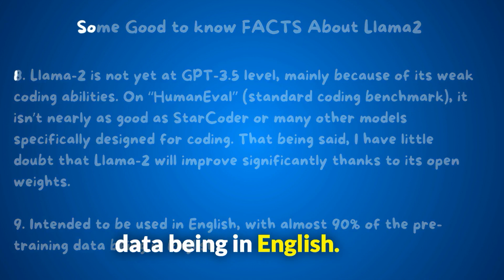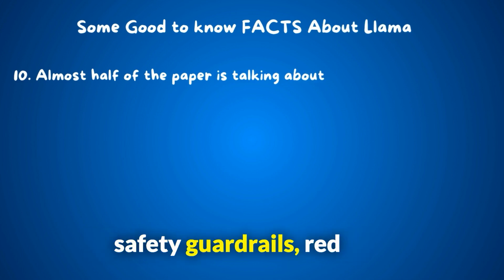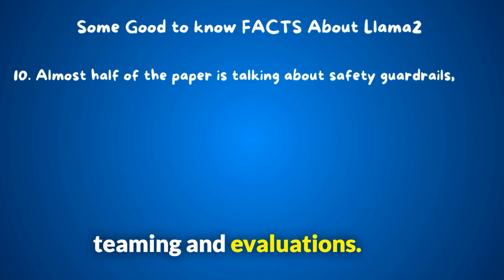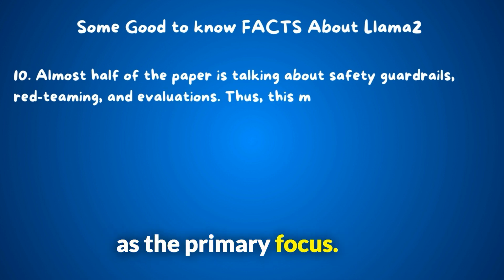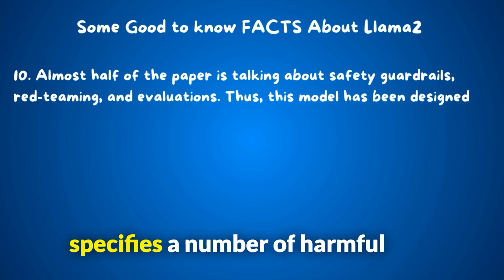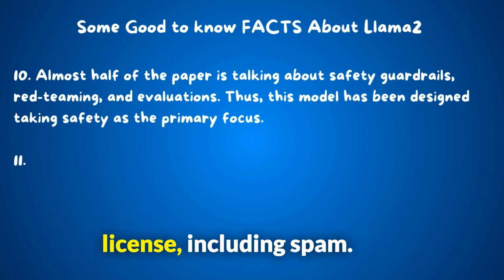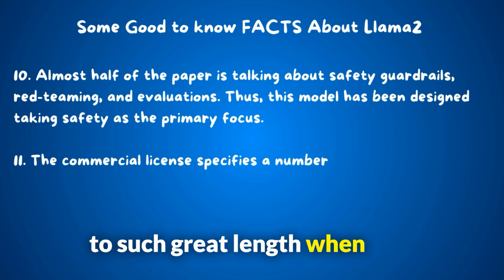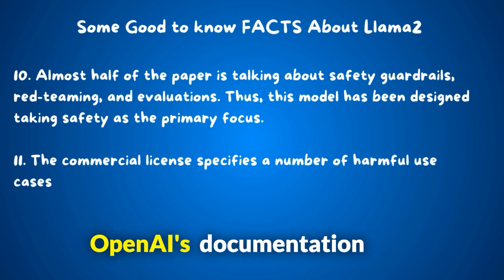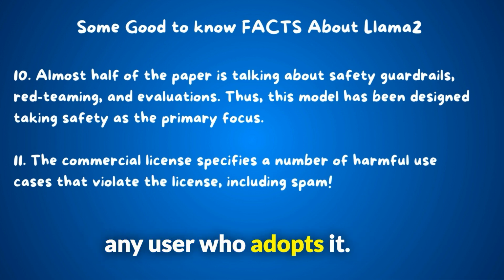Number 10, almost half of the paper is talking about safety guardrails, red teaming, and evaluation. Thus, this model has been designed taking safety as the primary focus. The commercial license specifies a number of harmful use cases that violate the license, including spam. It has been documented to such great lengths when compared to ChatGPT's or OpenAI's documentation, and it is really helpful for any user who adopts it.